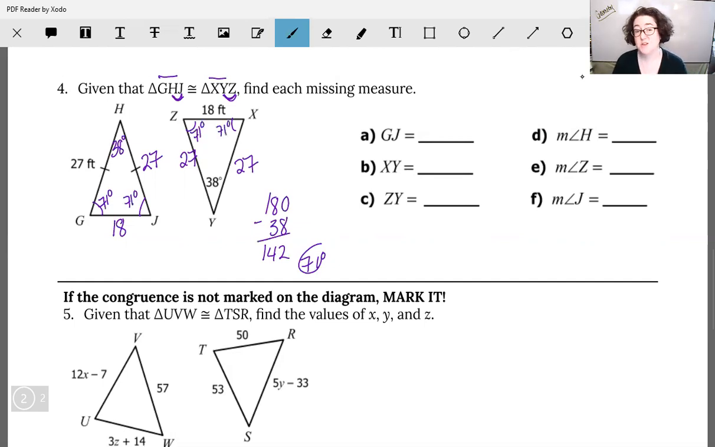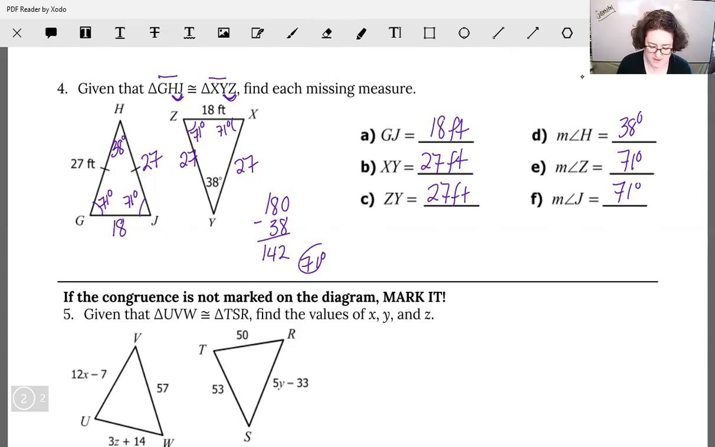So now actually I don't have to do any real work to figure out my solutions. All I have to do is read off of the diagram. So GJ we labeled as 18 feet, XY we labeled as 27 feet, and ZY also 27 feet. Angle H we found was 38 degrees, angle Z is 71 degrees, and J was 71 degrees.